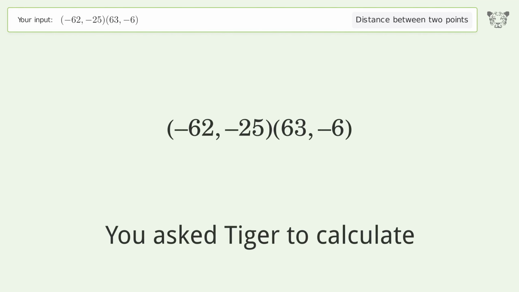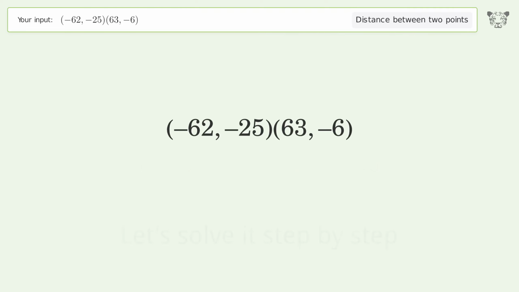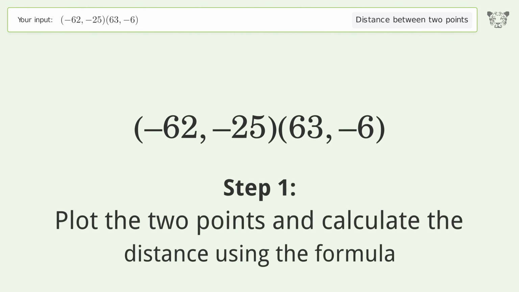You ask Tiger to calculate. This deals with the distance between 2 points. The distance between the 2 points is the square root of 15,986, or 126.436. Let's solve it step by step. Plot the 2 points and calculate the distance using the formula.